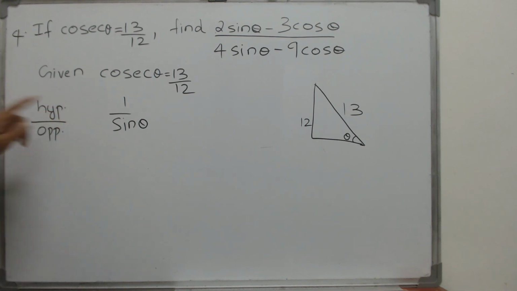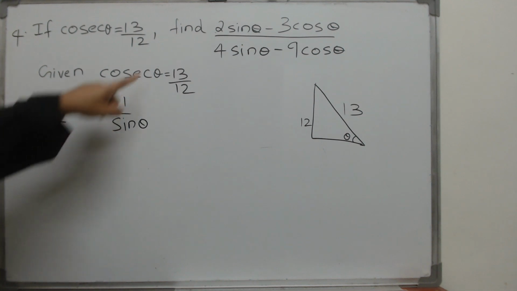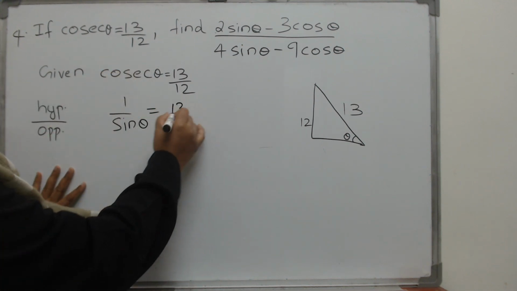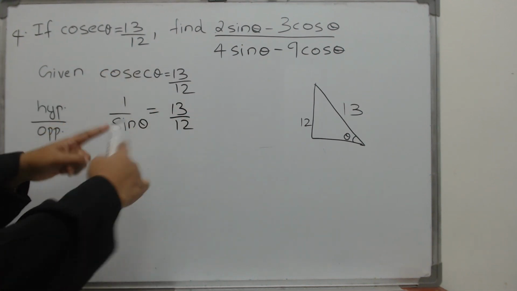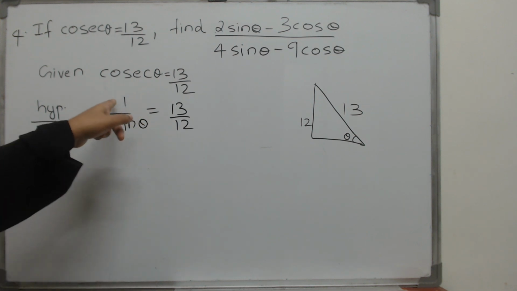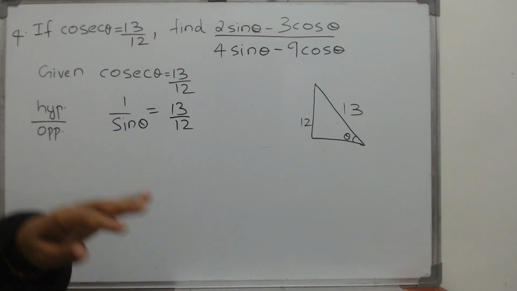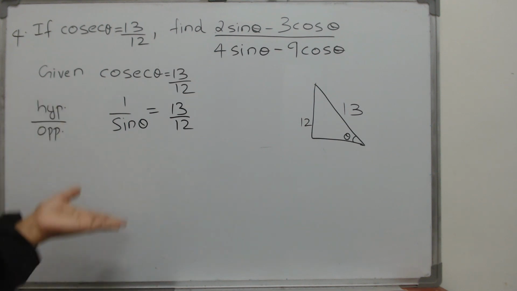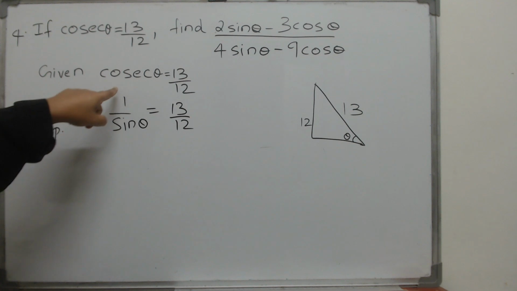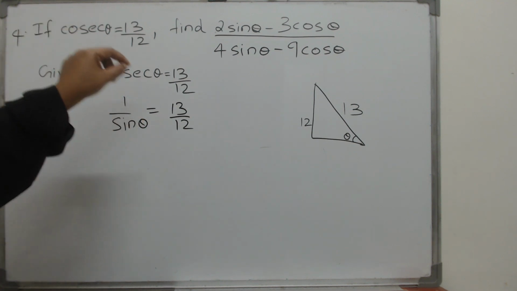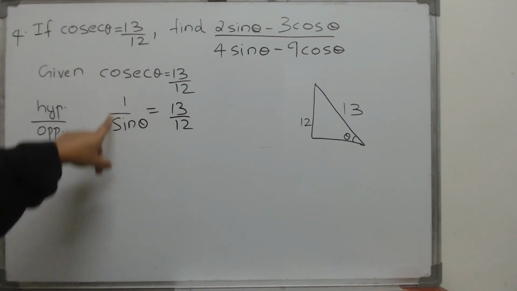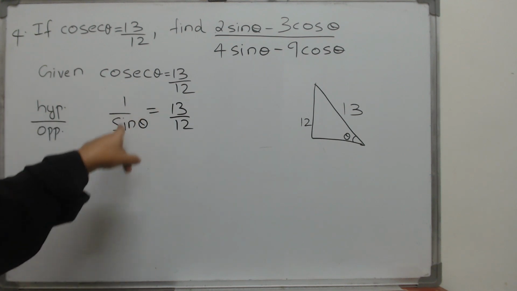Why is that? If you take 1 by sine theta is equal to this, you will end up equating two fractions and you will end up thinking that 1 is equal to 13 and sine theta is equal to 12. That will make no sense at all. So in such cases, when numerical values, numbers are given, do not take it as 1 by sine theta and equate it.